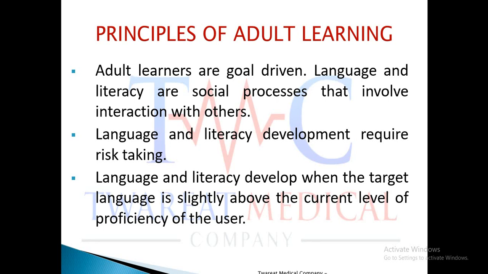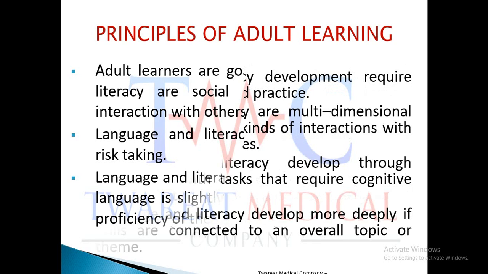Adult learners are goal-driven. Language and literacy are social processes that involve interaction with others. Language and literacy development require risk-taking. Language and literacy develop when the target language is slightly above the current level of proficiency of the users. Because of that, we always have to simplify our language and speak slowly, clearly, and concisely for people whose native language is not English.